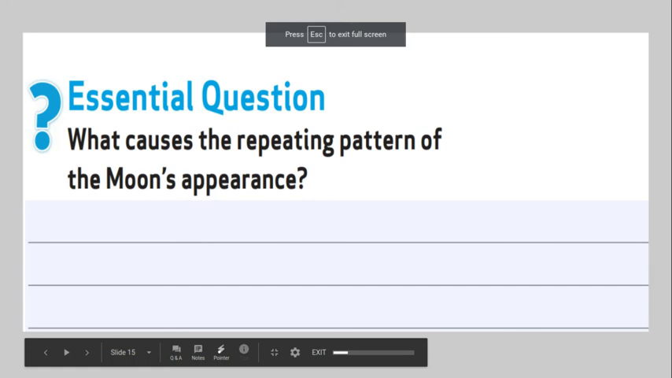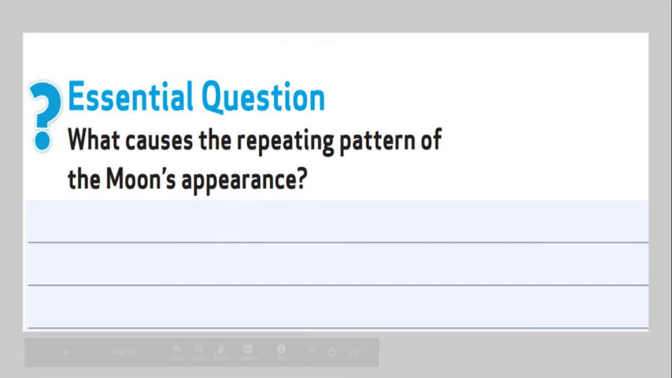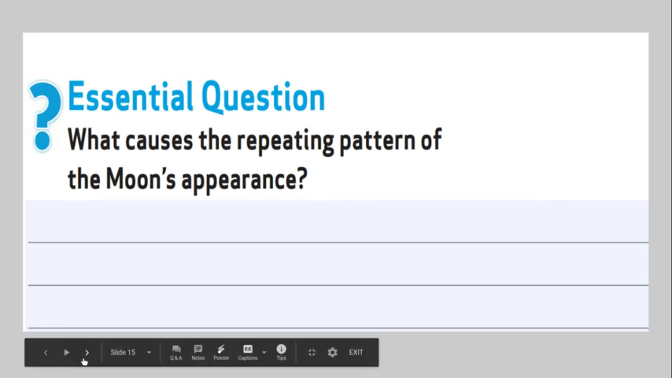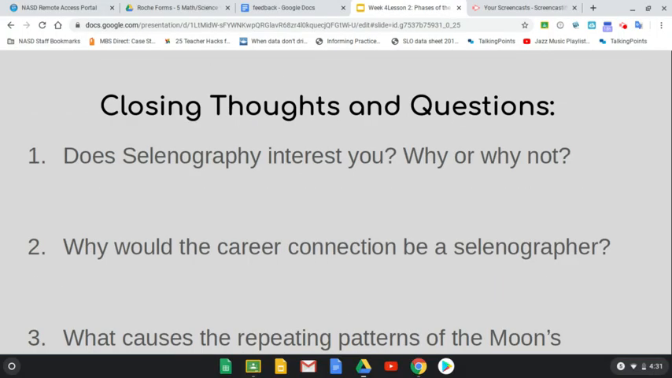Here is our essential question, boys and girls, and we will return to this next week when we continue learning about the moon. It says, what causes the repeating pattern of the moon's appearance? So I want you to think about that essential question until next week. And so we're going to close out with some closing thoughts and questions.